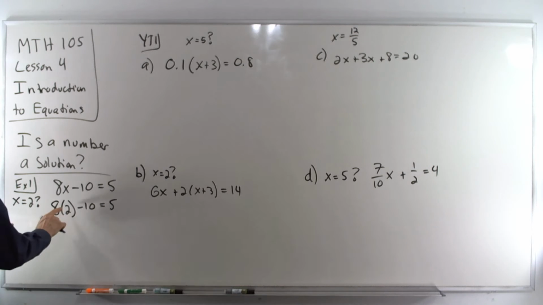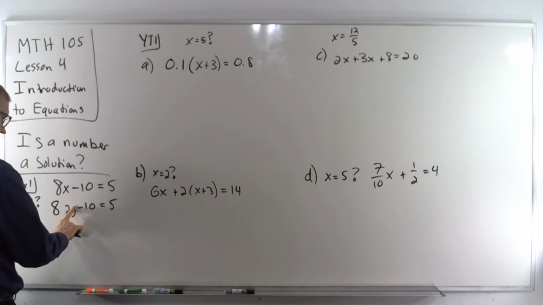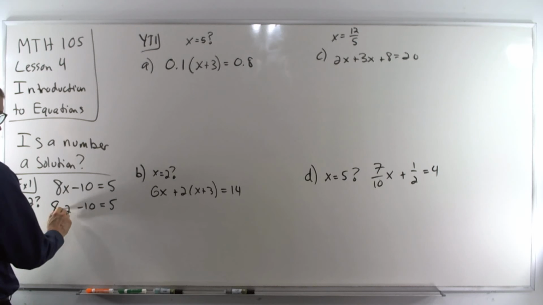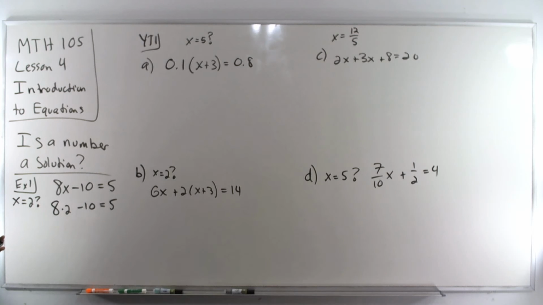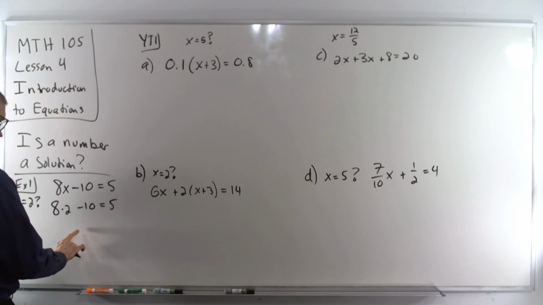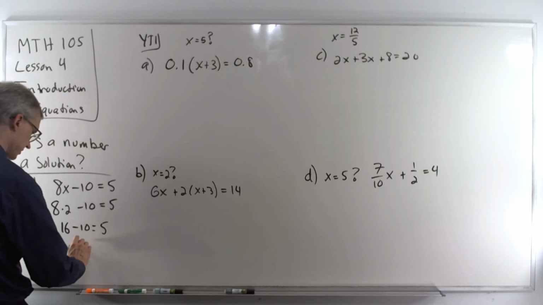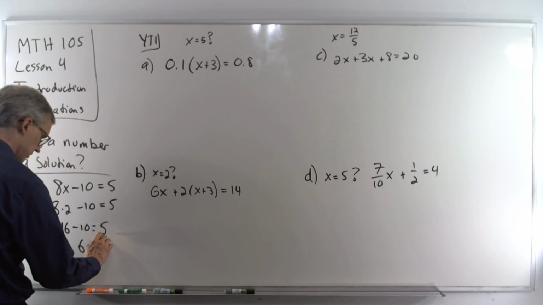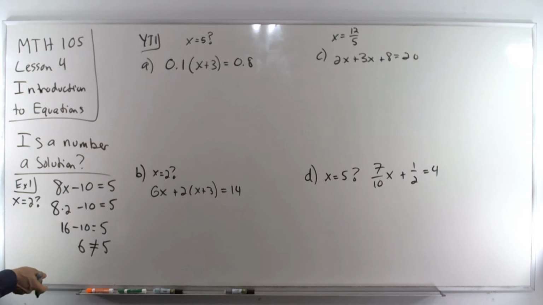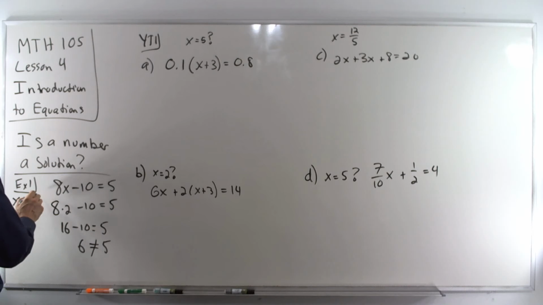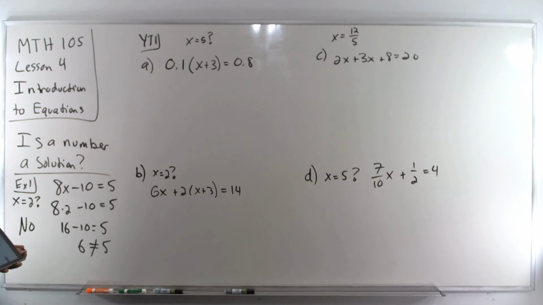You can put it in parentheses like that, or since it's a positive number, you can just put the dot in between. Write them either way. Now we use order of operations on the left, so we'll start with multiplication. 16 minus 10 equals 5, and 6 does not equal 5. So we got a false statement, which means x is not a solution to that equation.